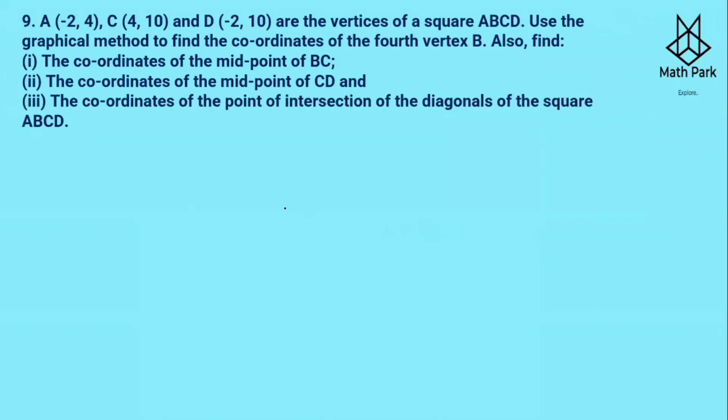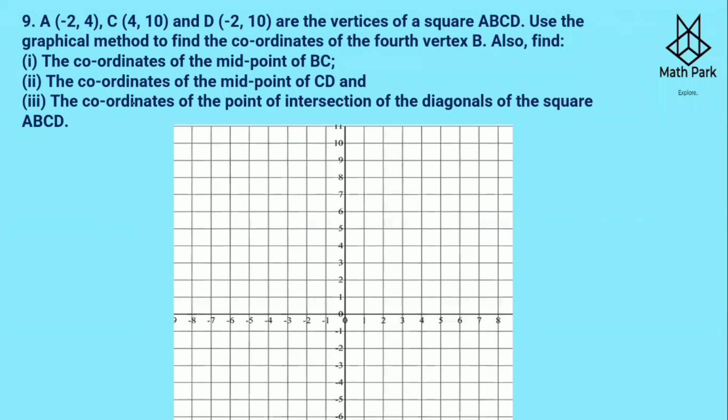Moving to question number 9. A (-2, 4), C (4, 10), and D (-2, 10) are the vertices of square ABCD. Use the graphical method to find the coordinates of the fourth vertex B. So let us do the first part. A is (-2, 4): -2 on x, and on y-axis 4. So this is your point A, which is (-2, 4).